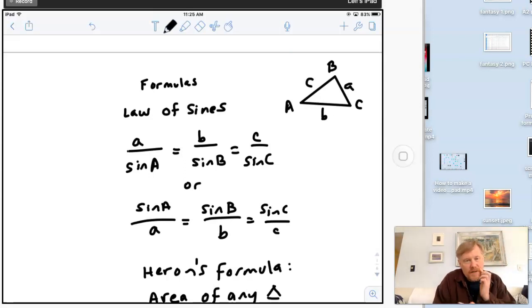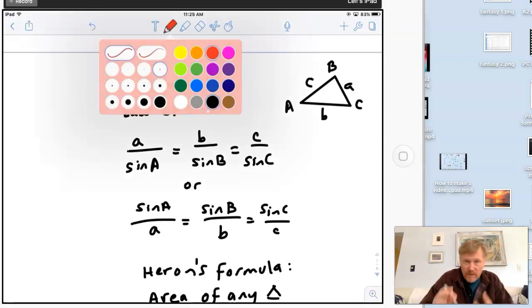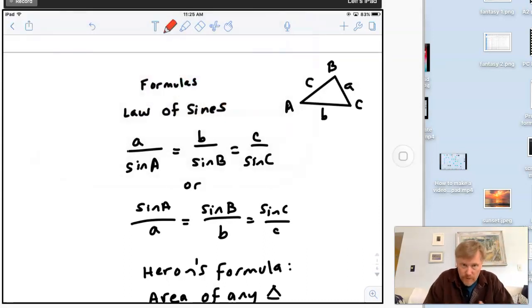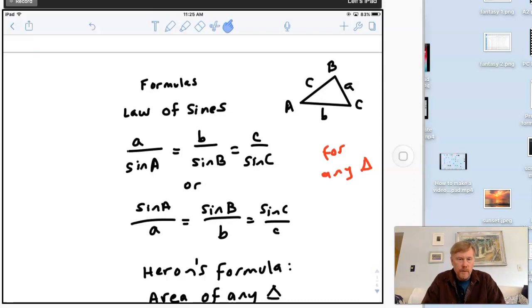And it's A over the sine of A equals B over the sine of B equals C over the sine of C, or those three fractions upside down. You either have the sines on the top of the fraction in the numerators or in the denominators. You don't want to mix and match and have one sine in the denominator and one sine in the numerator. And that's for any triangle.